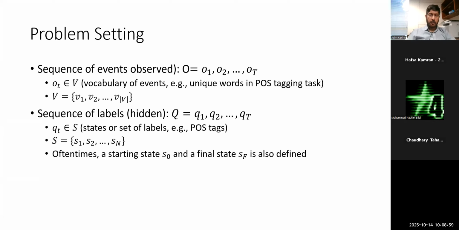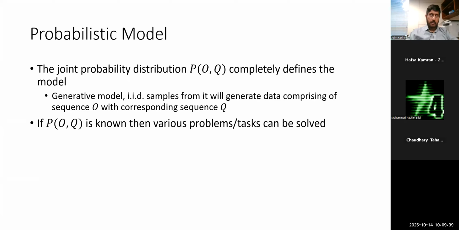So usually in a hidden Markov model, we also have two additional states, S naught and SF. These are the starting state and the final state. So remember, the states' relation is with Q, while the events that are observed have a relation with V. And if you relate it to the example, V is the set of words and S is the set of tags. They could be POS tags, or NER BIO tags.